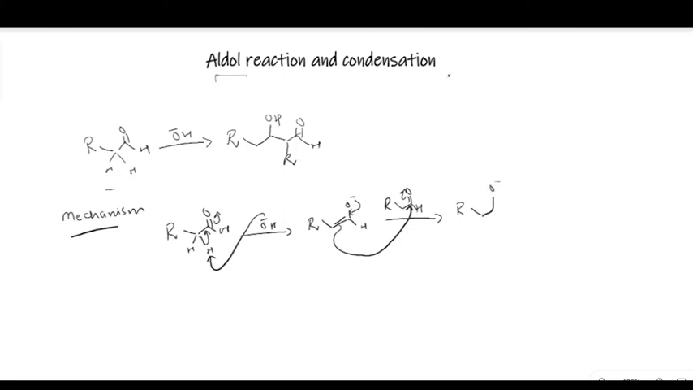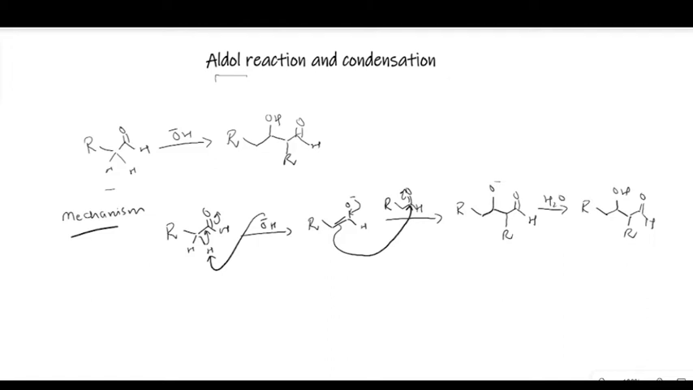We get this oxyanion, and this aldehyde is restored. This one is restored, and this becomes the oxyanion, which takes a proton from water to give an alcohol. In fact, an aldol in this case, because we have the OH group in the molecule as well as the aldehyde. So we call it the aldol, and this is the aldol addition product.